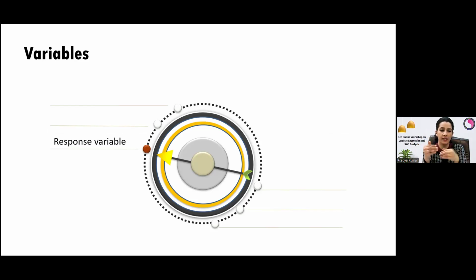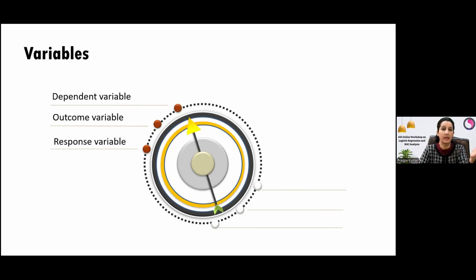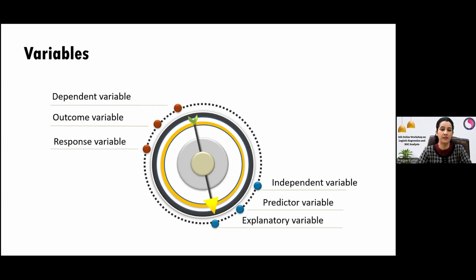So in logistic regression, we have two sets of variables. Generally, we name the two types of variable. There is a response variable, which is also known as the outcome variable, or the dependent variable. And then there is an independent variable, which is also known as the predictor variable, or the explanatory variable. There are various names that books and articles have used, but these are the names: dependent variable, outcome variable, or response variable, and then independent variable.